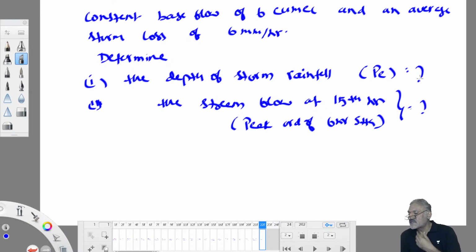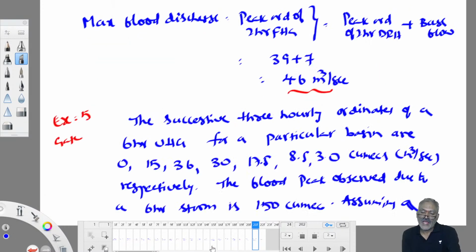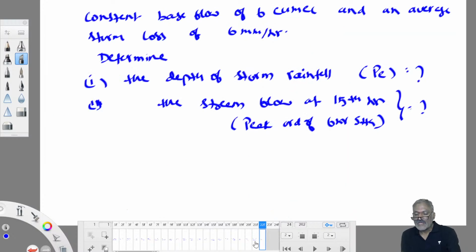Yes, base flow is always constant. Normally, if there is any variation in base flow, it will be given. Otherwise it is assumed to be constant. Even if it is not given, we will take base flow as constant, because if it is a storm hydrograph or unit hydrograph or any hydrograph, it should start with 0 and end with 0. Starting with 0 and ending with 0 means base flow should be constant. Only then it happens. If different base flow is there, it can't be 0. So normally base flow is constant.